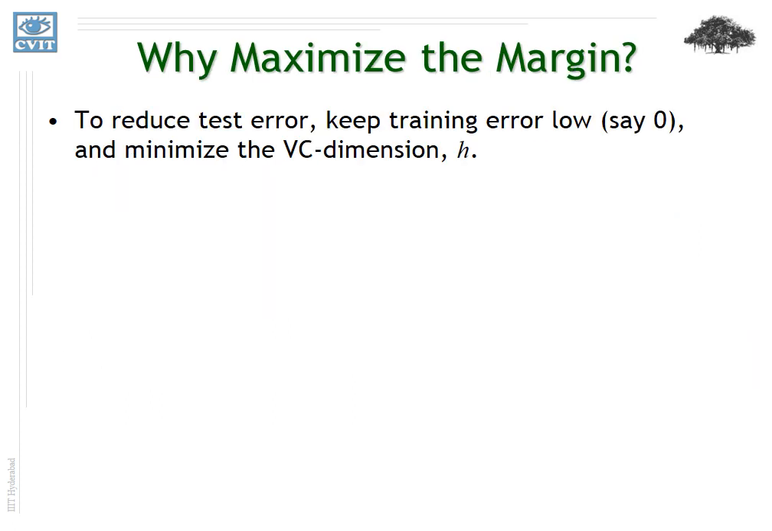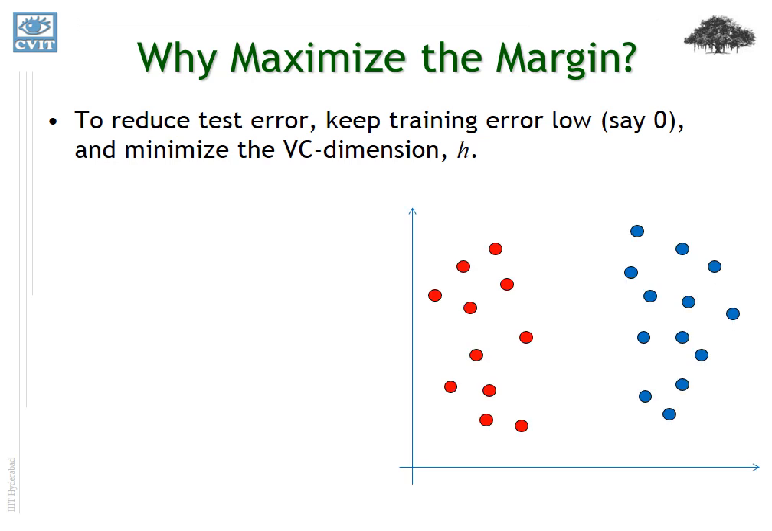So let's understand what f of h is and why maximizing the margin is a good idea. Now our goal is to reduce the future test error, and we notice that to reduce the future test error we need to keep the training error low, or let's say 0, and then minimize the VC dimension h. If we can do that, then we have achieved the goal of reducing the test error.